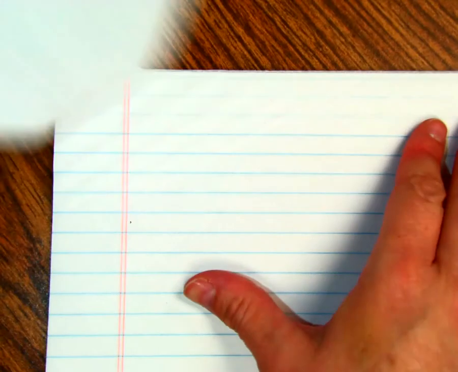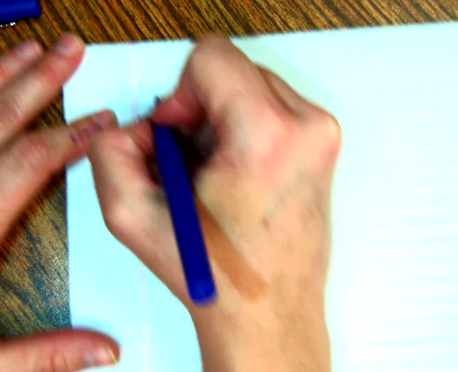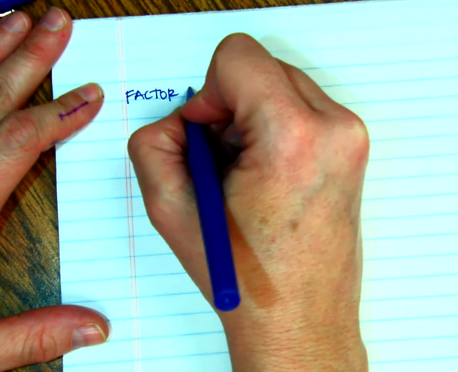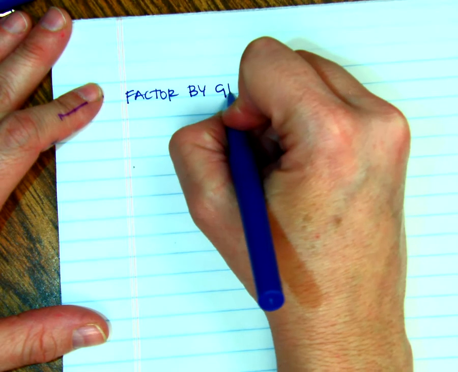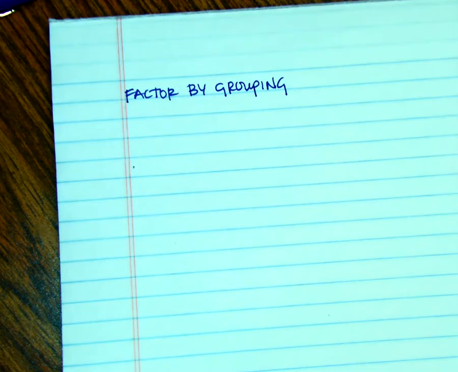Last one is the factor by grouping. Basically what we're looking at is 4 terms.